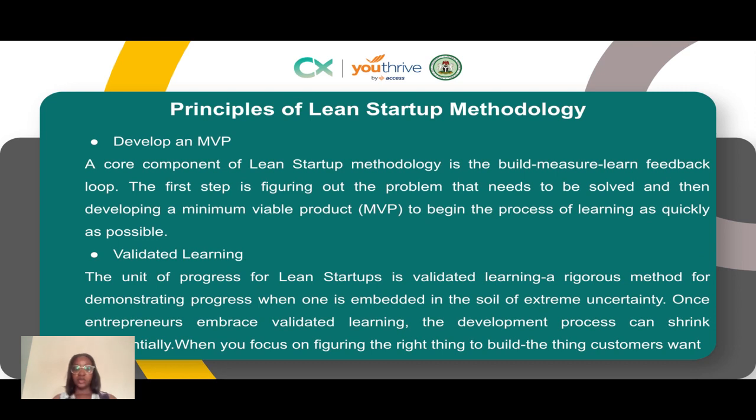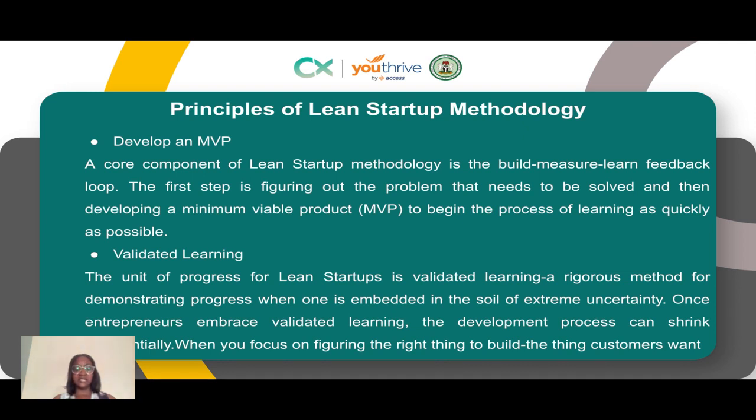Lean startup also focuses on developing an MVP, which is quite similar to traditional product management. A core component of lean startup methodology is the build, measure, learn feedback loop. The first step is figuring out the problem that needs to be solved and then developing an MVP to begin the process of learning as quickly as possible. So an MVP is more tailored towards learning and gathering insights.